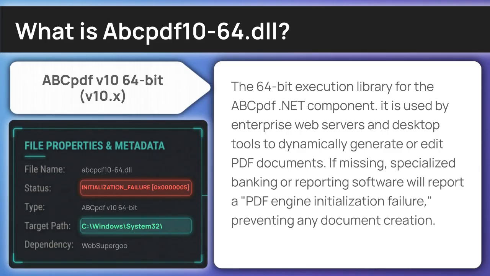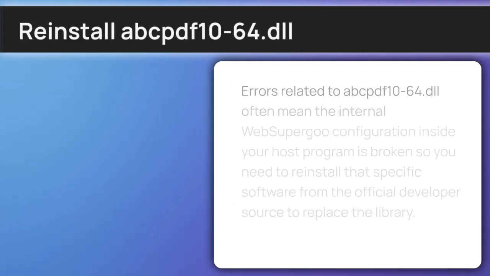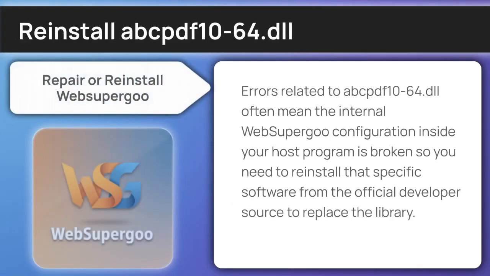Now that you know how the file works, let's focus on the how and fix the issue. Errors related to ABCpdf10-64 library DLL often mean the internal WebSupergoo configuration inside your host program is broken, so you need to reinstall that specific software from the official developer source to replace the library.